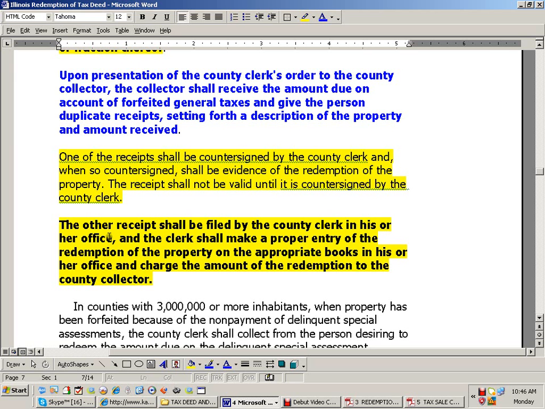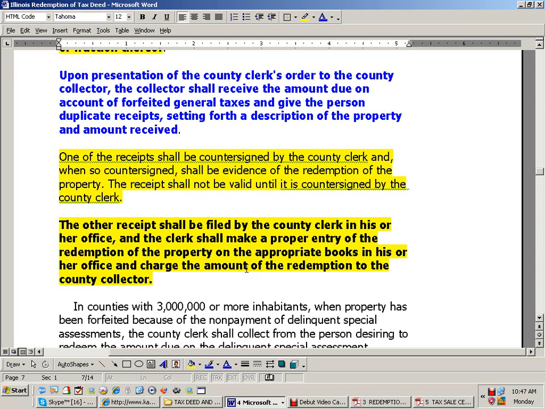The other receipt shall be filed by the county clerk in his or her office, and the county clerk shall make proper entry of the redemption of the property on the appropriate books in his or her office and charge the amount of redemption to the county collector. Collector, yeah. Interesting. That's how it's done. I don't know what it will do, but that's how you redeem your property. It looks like, yeah. That's what they say.